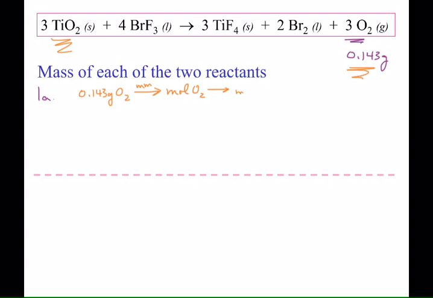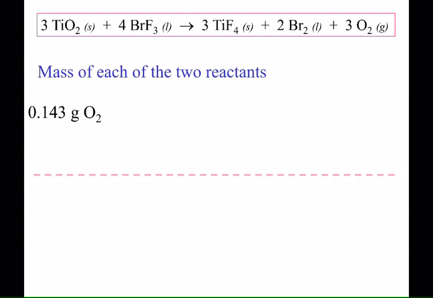And then I'm going to go, in this case, now to moles of TiO2. How am I going to do that? I'm going to use the stoichiometric ratio. And then I'm going to go from moles of TiO2 to grams of TiO2. And how am I going to do that? Using the molar mass of TiO2. That's it. We kind of have that pattern going on. So let's do it. Okay, so that was what was given. That was the mass of O2 produced, and we're going to see how much TiO2 I would need to make that happen.